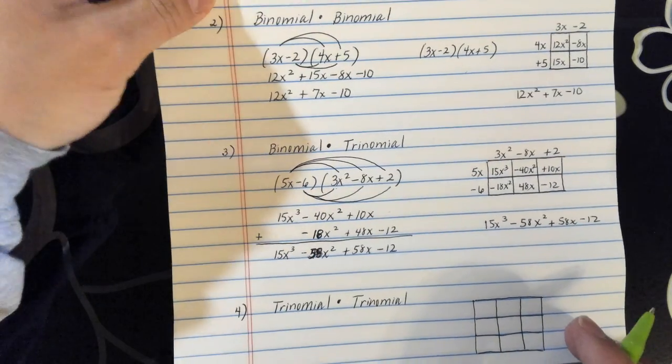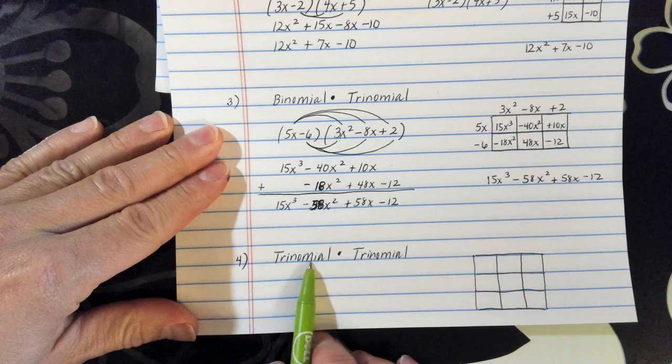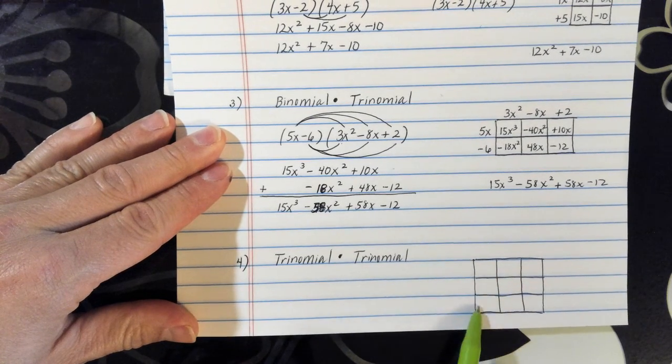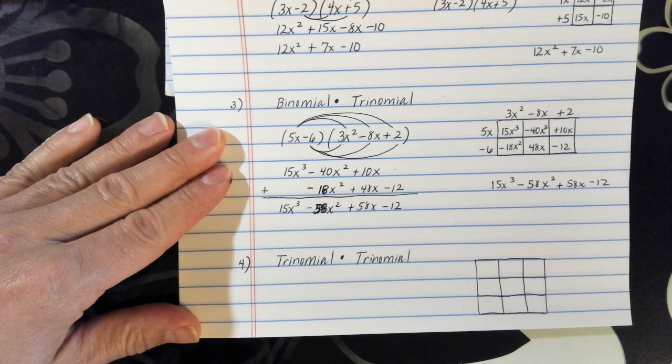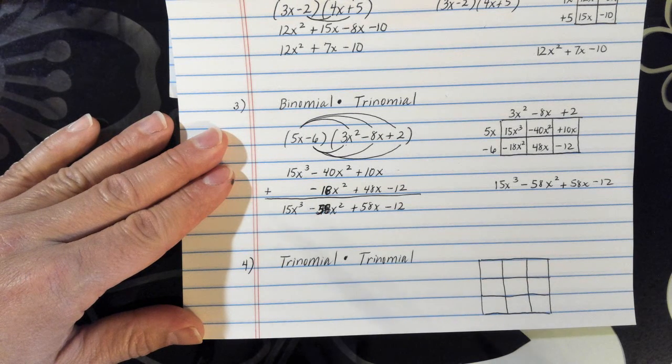And then, if you encounter this situation, trinomial times a trinomial, I would recommend doing a 3 by 3 box. Just a lot better for organizational purposes.